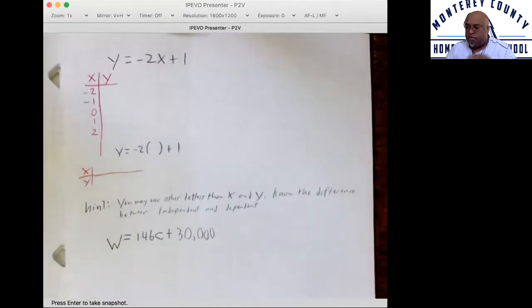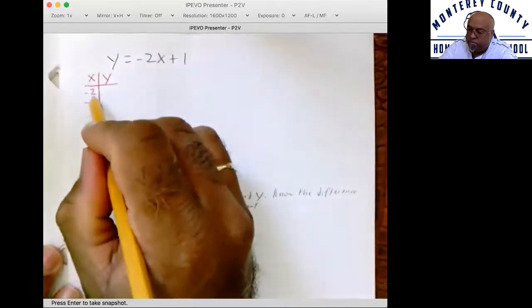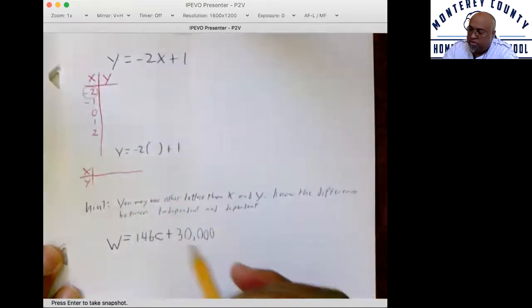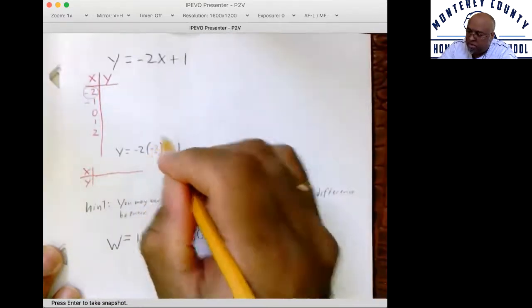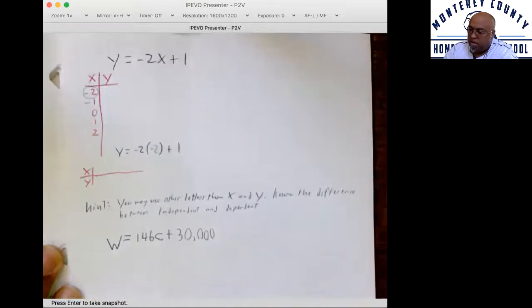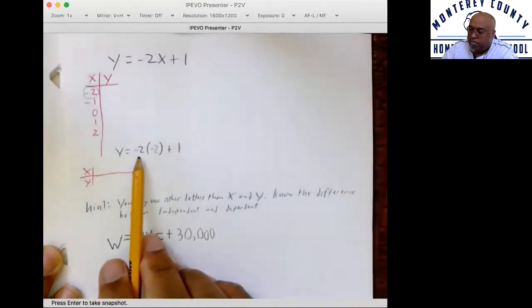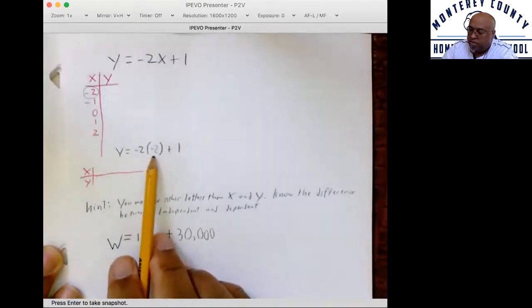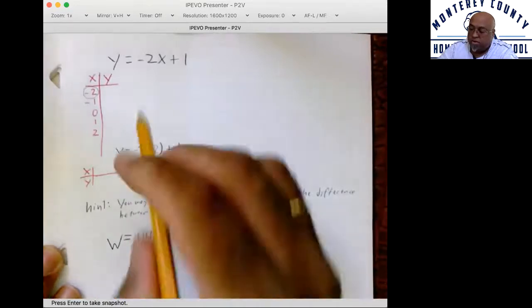Now, what I'm going to do is use a pencil so that I can change my value here. My first x value is -2, so I'm going to write -2 in there. Okay, now let's solve the problem. -2 times -2 would be what? Nico, that's right, +4.